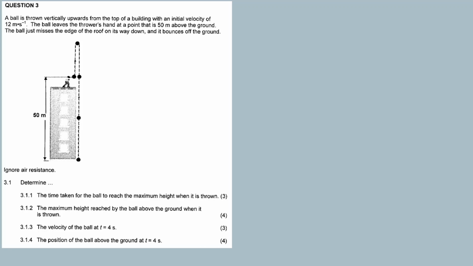Alright, we are continuing with the trial examination question paper, but this time we are talking about question 3, VPM, the vertical projectile motion.